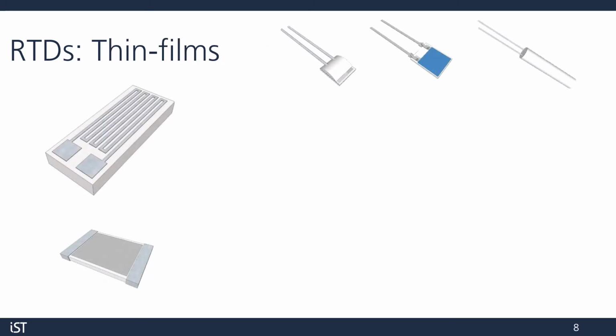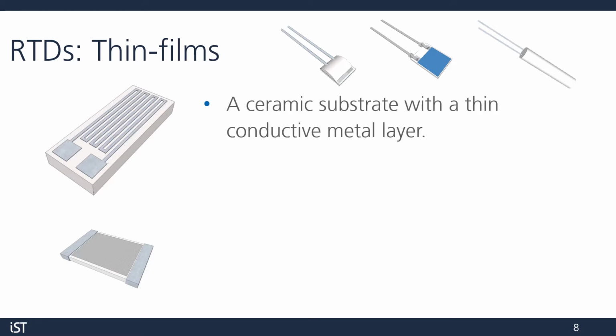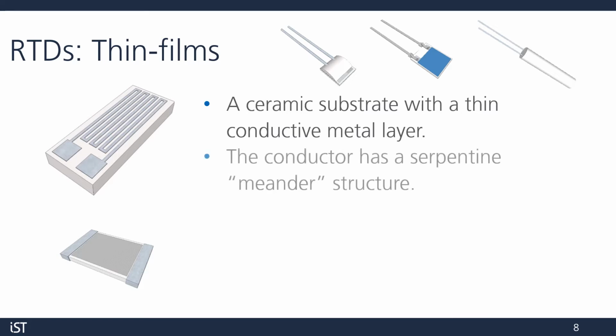Finally, we have thin film RTDs, which we'll discuss for the remainder of the webinar. These generally consist of a ceramic substrate with a very thin conductive metal film. The most common metals used are platinum and nickel. Just like the wire-wound RTD, the resistance depends on the length, diameter, and resistivity of the conducting element. But instead of wrapping wires around a cylinder, thin film RTDs feature what we call a meander structure, pictured at the top left. This layer is generally only about 0.1 to 10 microns thick.